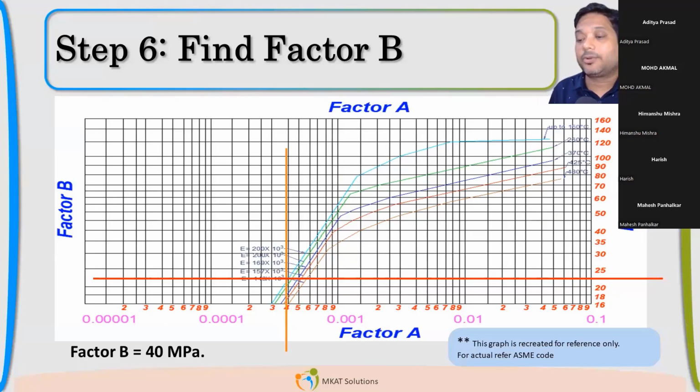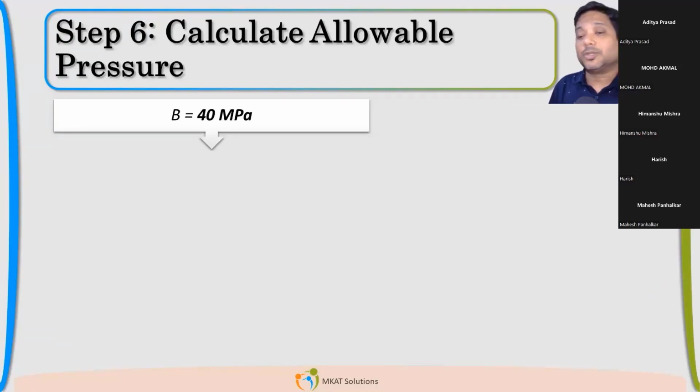This is how we read. But this graph is not exactly the same, so we are not getting the exact value. In actual, we'll get 40 MPa. If you are using this just as an example, you can even take 22 or 23 MPa. The calculation has been done based on 40 MPa, so we'll go with that. I hope it clarifies.